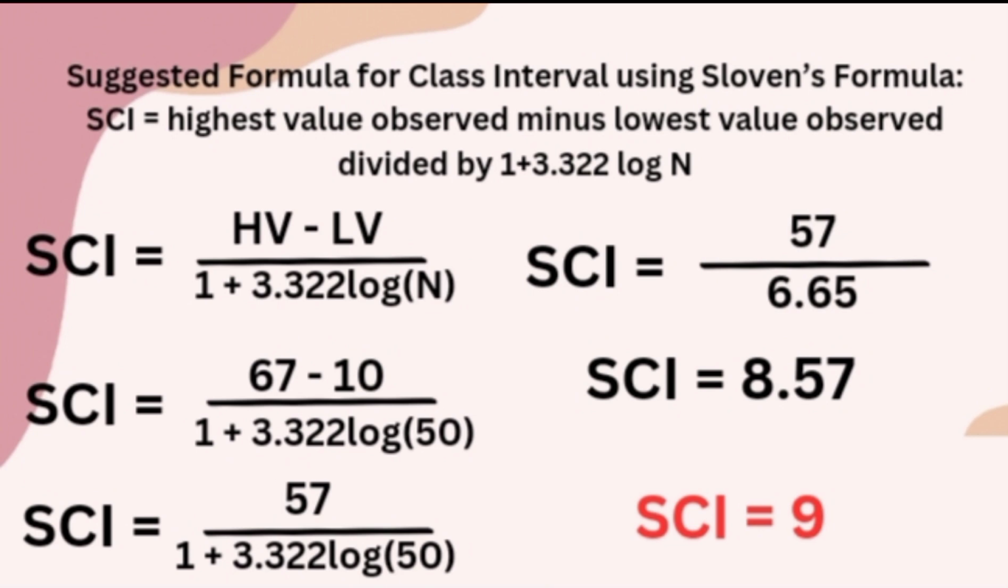67 minus 10 is equal to 57. Then 1 plus 3.322 logarithm 50 is equal to 6.65. 57 divided by 6.65 is equal to 8.57. Since kailangan ay whole number, we will round off 8.57 and the answer is 9. Our SCI is 9 and we will use it to arrange the data in tabular form.